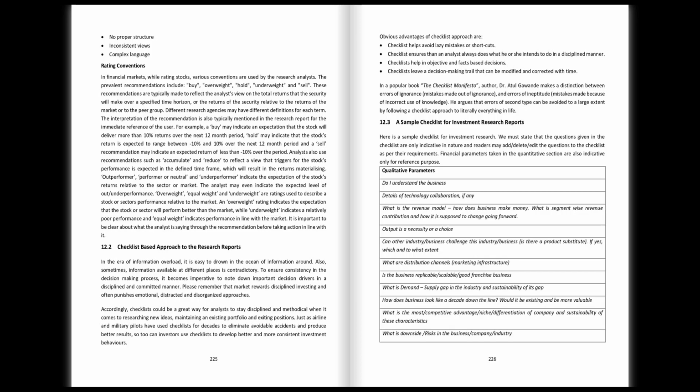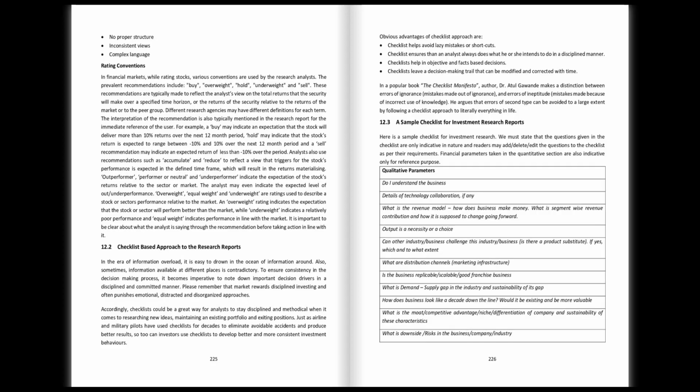The interpretation of the recommendation is also typically mentioned in the research report for the immediate reference of the user. For example, a buy may indicate an expectation that the stock will deliver more than 10% returns over the next 12-month period. Hold may indicate that the stock's return is expected to range between -10% and 10% over the next 12-month period, and a sell recommendation may indicate an expected return of less than -10% over the period.